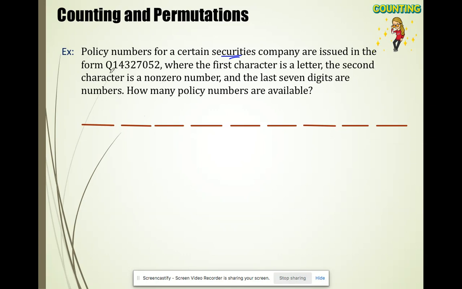The first character is a letter. The second character is a non-zero digit, so 1, 2, 3, 4, 5, 6, 7, 8, 9. And the last 7 digits are any numbers, so 10, right? Because in just digits 1 through 9, I'm adding the 0. So each one of these slots is a choice I can make. I'm going to use the multiplication property of counting. So I'm going to multiply in between all of those.